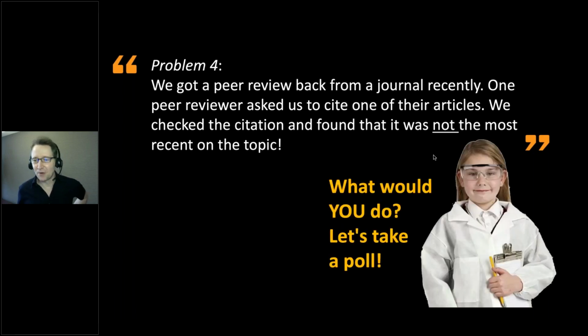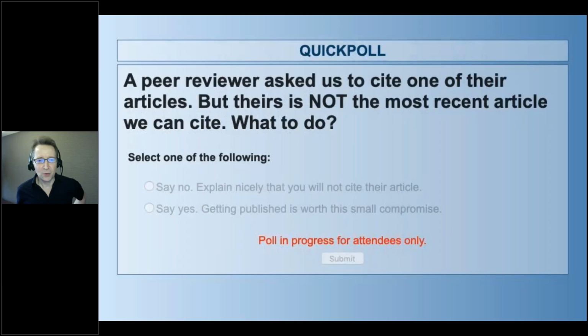Okay, I'm interested how our audience would respond to this. So let's take a quick poll and see what you would do in this case. Would you say no to the reviewer, explain nicely that you will not cite their article? Or would you say yes in this case, because getting published is worth making this small compromise to your paper, citing a slightly older study rather than the newer one? Let's see what our audience thinks. Yes, that's that key word again. Compromise. There's that word again.